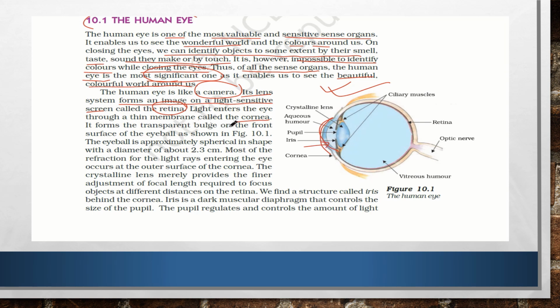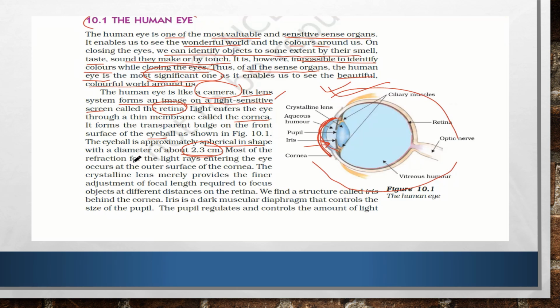It forms a transparent bulge in the front of the eyeball. So you can see it is forming a blue colored, ball shaped transparent membrane bulge in front of the eye. The eyeball is approximately spherical in shape with a diameter of about 2.3 centimeters. So 2.3 centimeters will be the approximate diameter of the eye. It will look like this, and this is the part through which the light enters first, the cornea. So this is the bulging part.